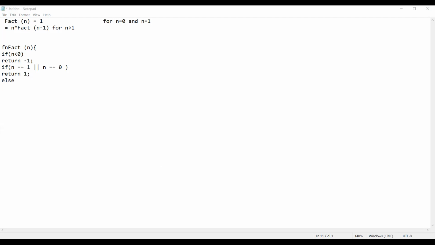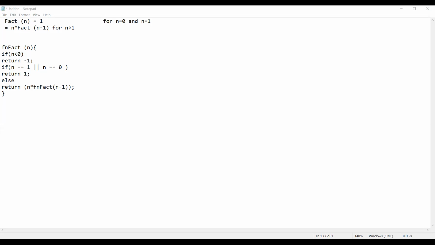So according to rule 2, it will return n * fact(n-1). This is one example of a recursive call, because here the function fn fact calls itself. In this way we have to implement the recursive factorial function. Now let us calculate the value of factorial 4 using the recursive algorithm of the factorial function.